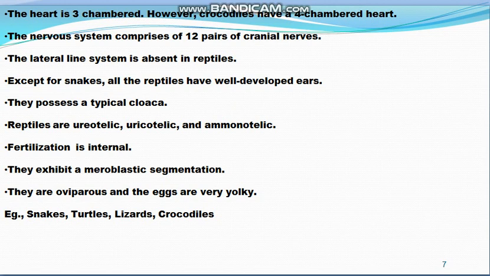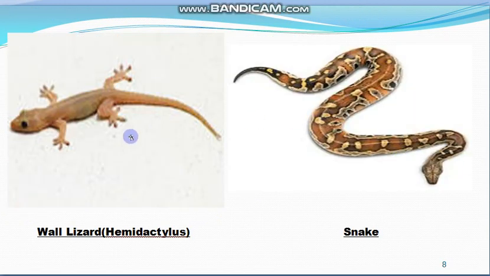And the wall lizard is a very common example of the reptiles. So this is the wall lizard, and its zoological name is Hemidactylus. Then all types of snakes are also included in class Reptilia, and snakes are the limbless reptiles, and chameleon is also one of the reptiles, and turtles, tortoise, crocodiles, alligators and gharials. So these are all the examples of class Reptilia. So this is all about the class Reptilia.